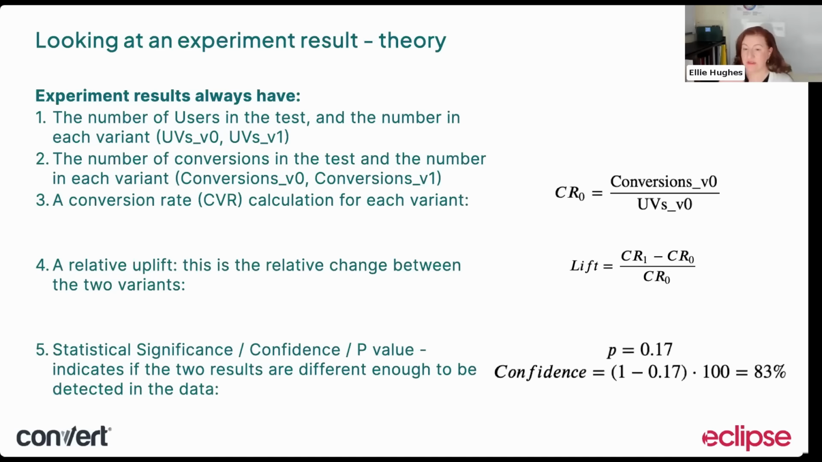if you can, calculate conversion rate, so that you've got your conversion rate for each variant, and then the lift is the relative change between those two. So the conversion rate of the variant minus the conversion rate of the control divided by the conversion rate of the control, and that will give you your relative uplift.